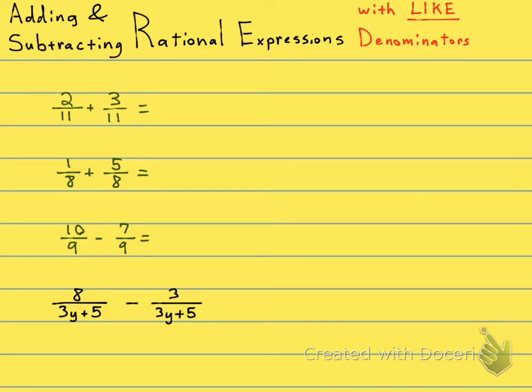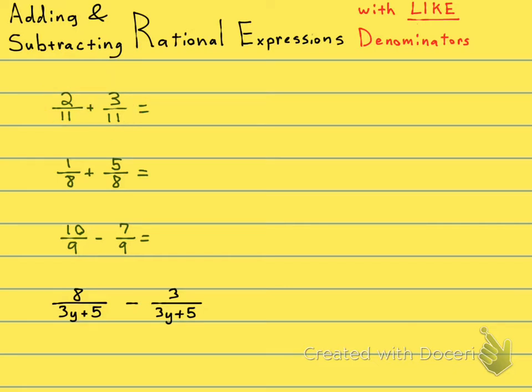Look at this first problem. 2 over 11 plus 3 over 11. Well, when you add or subtract fractions, you need a common denominator. They call these like fractions. Look at this word over here, like fractions. If you remember, like fractions go together, right? They like each other. So let's go ahead and add them.